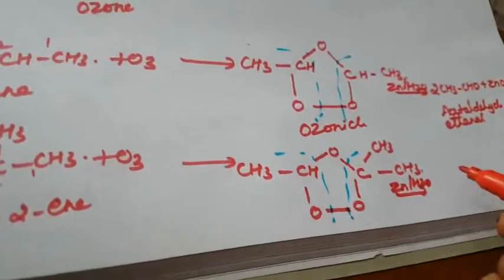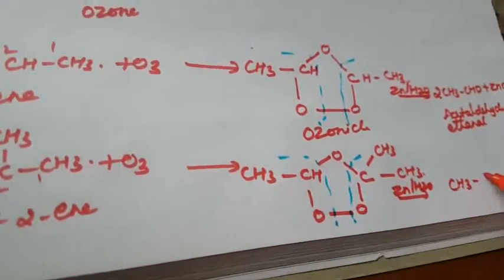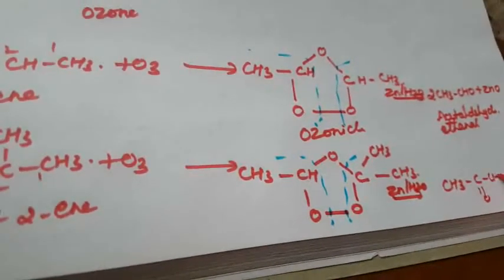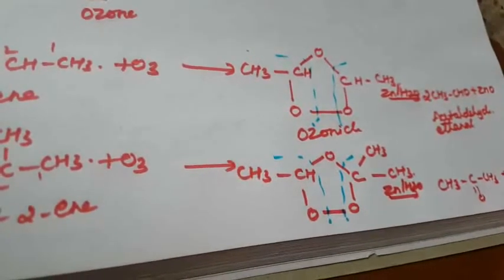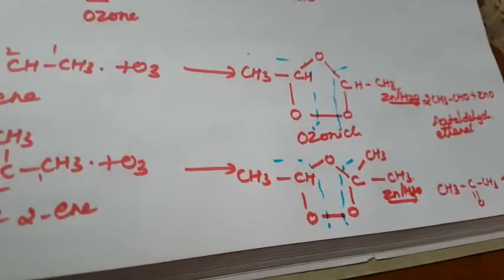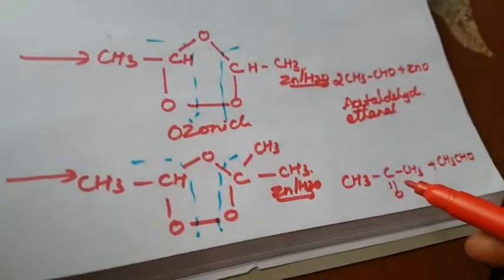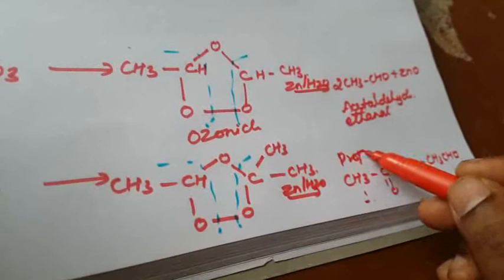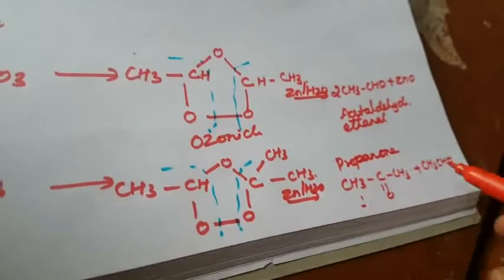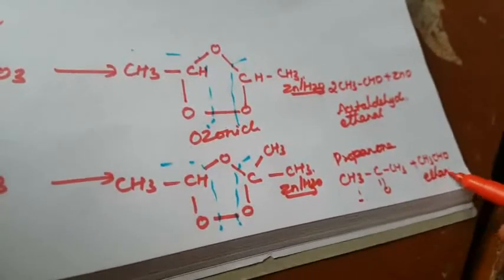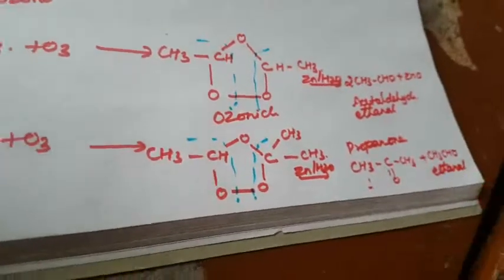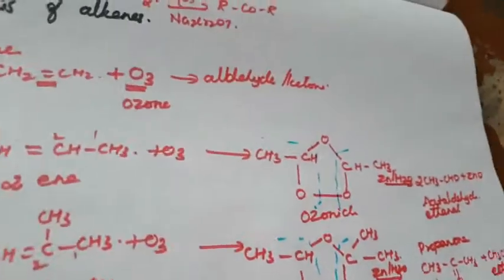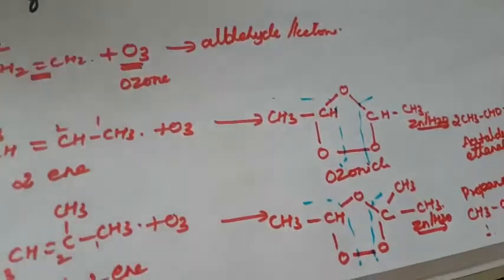So what is this compound name? CH3, C double bond O, CH3, and again CH3CHO. Okay. What is this compound name? This is acetone or propanone. 3 carbons, that is propanone. This is ethanal, and this is propanone. Okay, so this is the ozonolysis in your textbook.